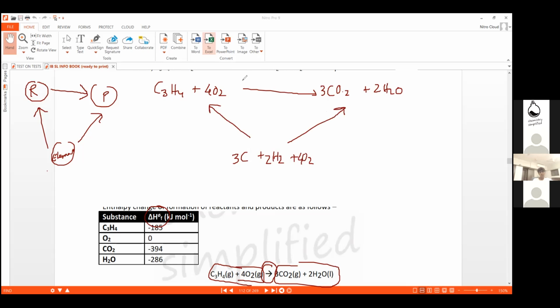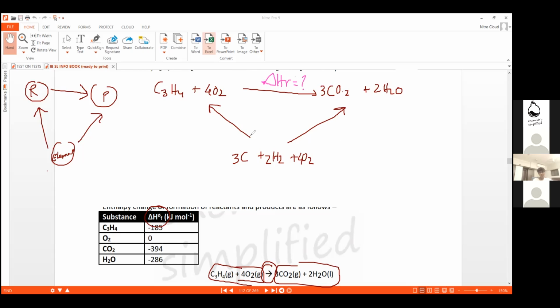So please note that when you are making the cycle using the formation values, in the third corner you will write the elements, and the arrows will go from the elements to the reactants and products. Now I'll fill up the values. This is the enthalpy change of reaction which I want to find out.